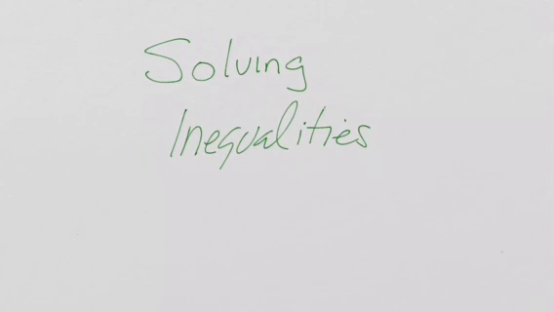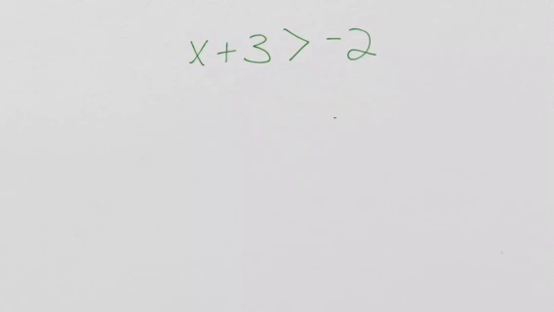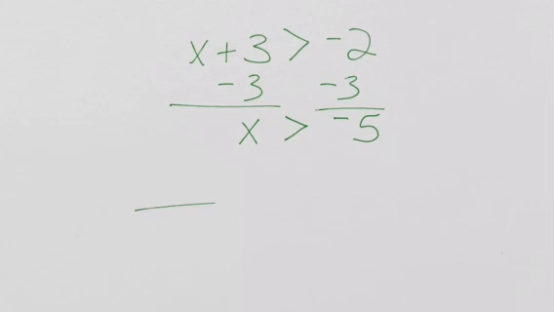Okay, today we're going to be solving inequalities. And it's a lot like solving equations with a few little tricks. So on our first one, all we have to do is subtract 3 from both sides, because once again our goal is to get all the x's on one side and the numbers on the other side. So I get negative 5. X is greater than negative 5.